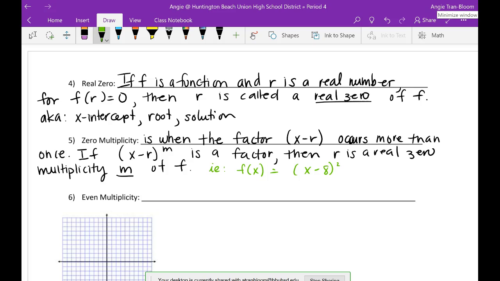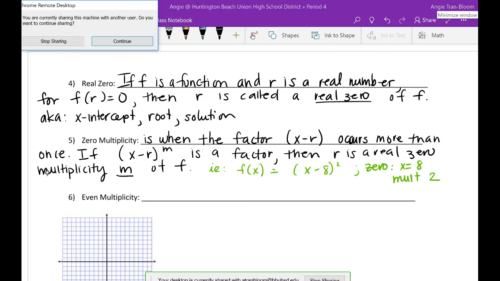But the square power, technically, the square power means how many of those do I have? It means 2 of those, right? But in algebra 1 and algebra 2, we kind of ignored them. We no longer can do that. This is when it says the real zero, so the zero is 8. X equals 8, multiplicity twice, 2 times. And that number 2, the multiplicity, is going to have meaning, like right now, number 6.